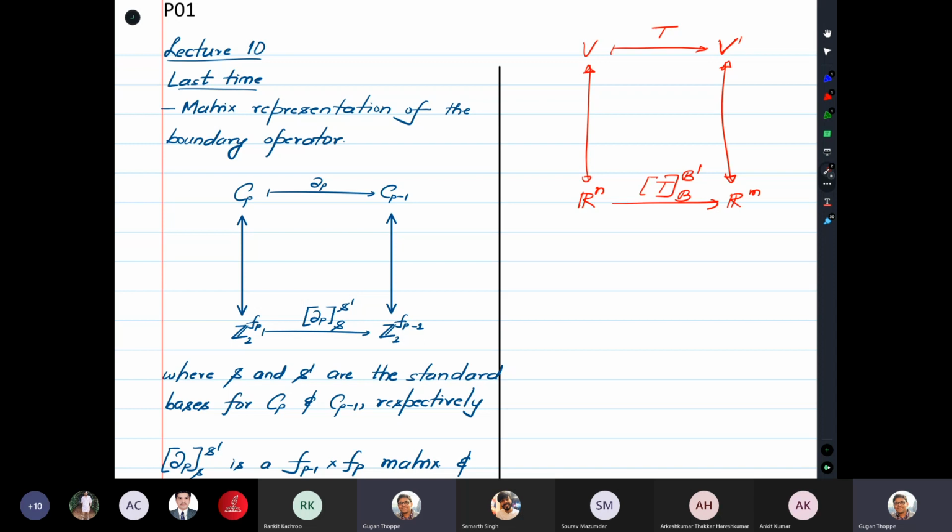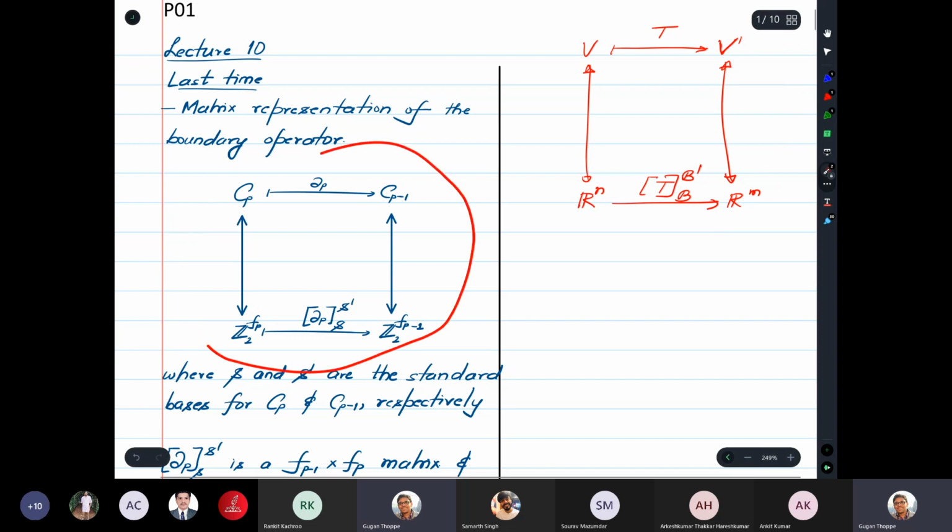However, the difference between this figure and what you studied in your previous courses is that we work with vector spaces over Z2. If you find a basis and identify the coordinates of the chains in CP, then the corresponding vectors of coordinates will lie in Z2 to the power FP, where recall FP is the number of P dimensional faces. Similarly, the coordinates of CP minus 1 will be vectors in Z2 raised to Fp minus 1, where Fp minus 1 is the number of P minus 1 dimensional faces in the given simplicial complex.